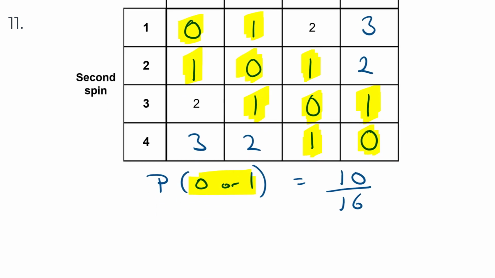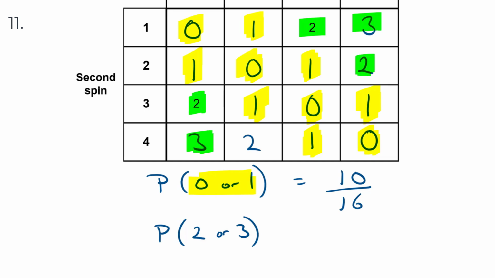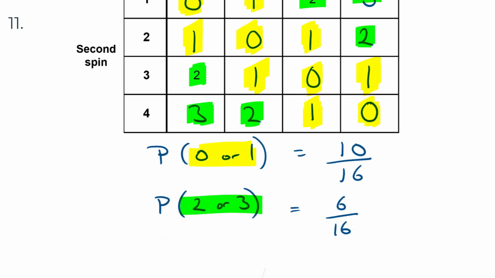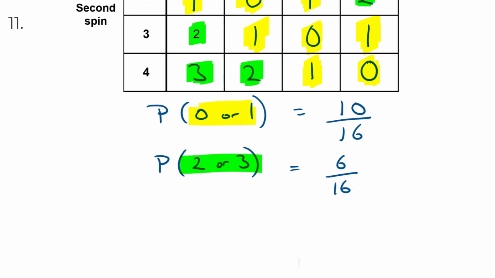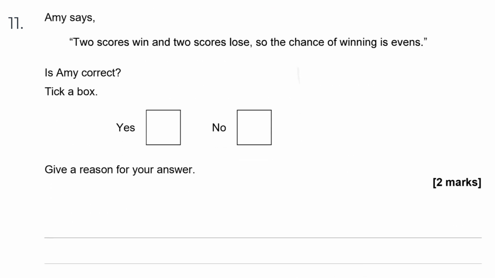16. Whereas the probability of getting a 2 or a 3, how many of those are there? I've got 1, 2, 3, 4, 5. I've only got 6 of those. So the probability of getting a 2 or 3 is 6 out of 16. So she's far more likely to get 0 or 1 and therefore lose than she is getting a 2 or 3, which gives you a win.